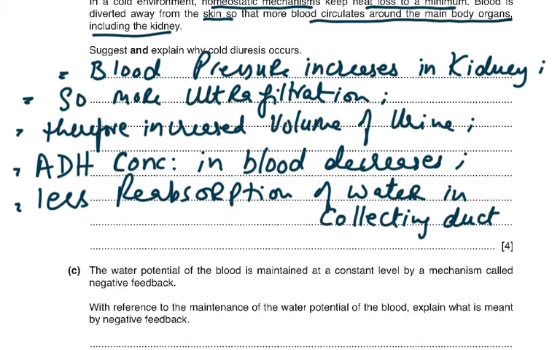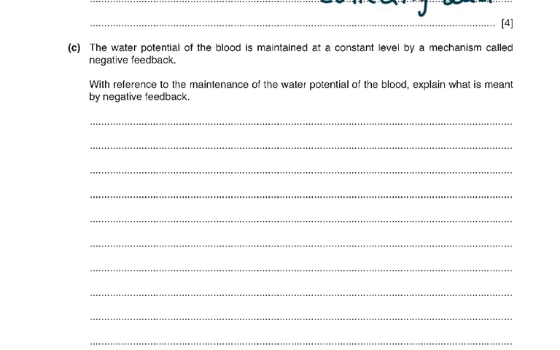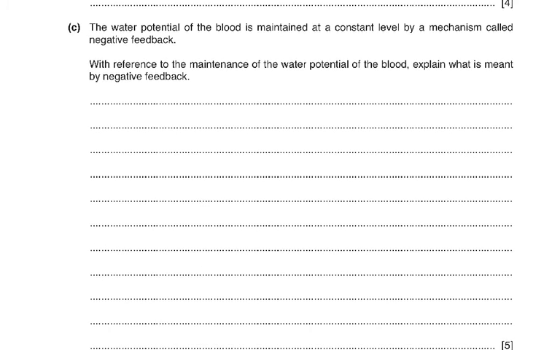Then the next C part of the question says the water potential of blood is maintained at a constant level by a mechanism called negative feedback. With reference to the maintenance of the water potential of the blood, explain what is meant by negative feedback. Again, the same question came in a previous paper.